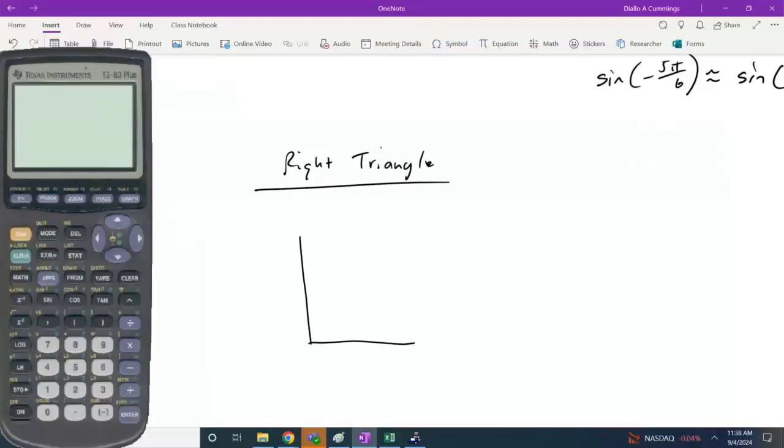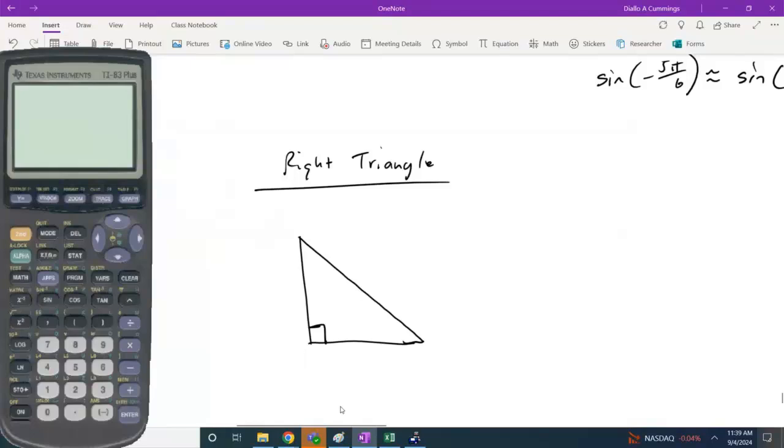Just some facts about a right triangle. All right, so notice here is a right triangle. The reason I know it's a right triangle is because of this box. And normally this box will be red. And what that means is that is a right angle. So if you don't see a box, I wouldn't necessarily assume that it's a right angle, unless they tell you it's a right angle or unless you see the box.